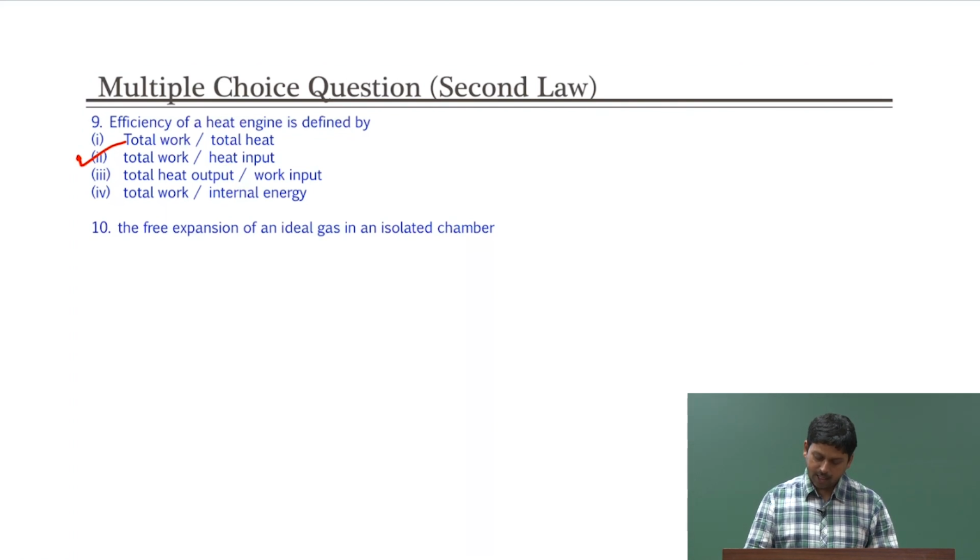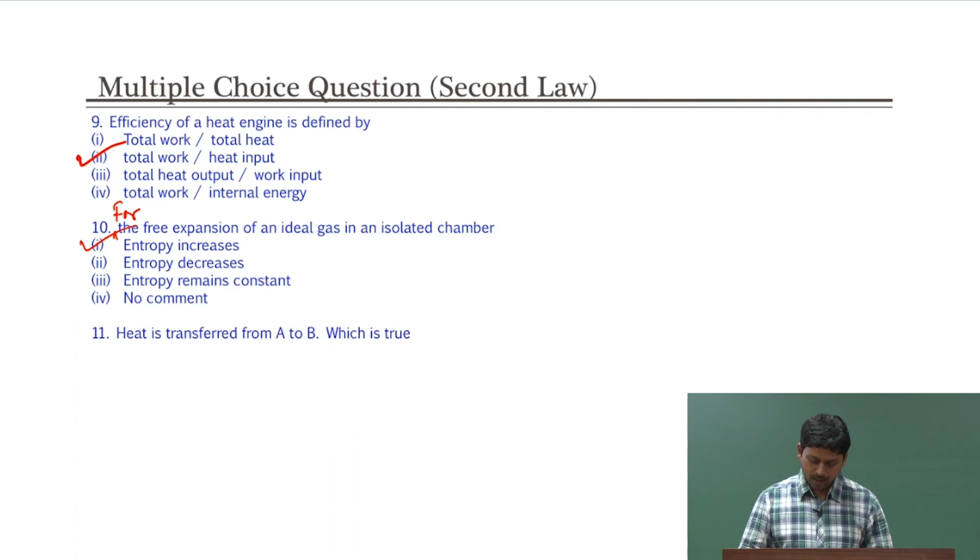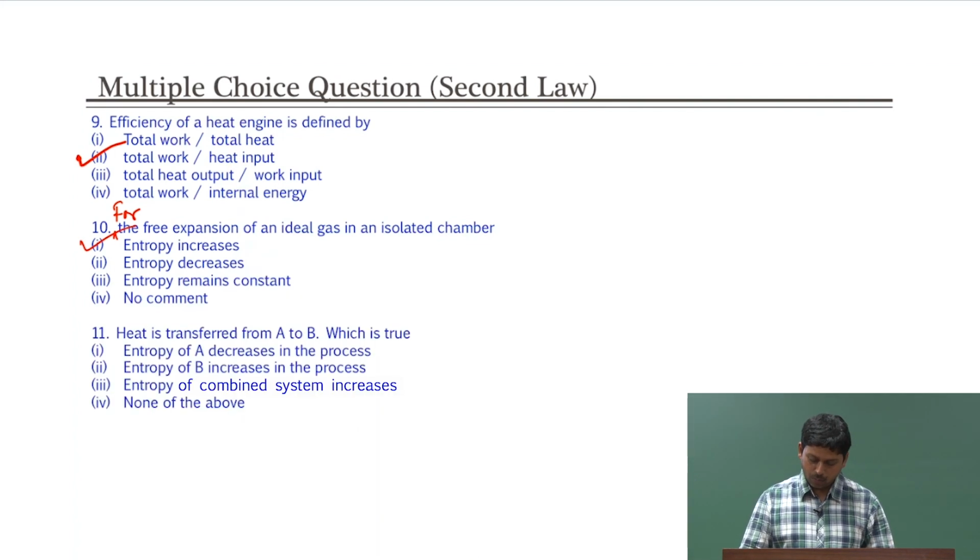The free expansion of an ideal gas in an isolated chamber, what will happen in the free expansion of an ideal gas in an isolated chamber? Entropy increases, entropy decreases, entropy remains constant and no comments. So, of course, entropy increases will be the right answer, because free expansion will fill the volume. Heat is transferred from A to B, which is true.